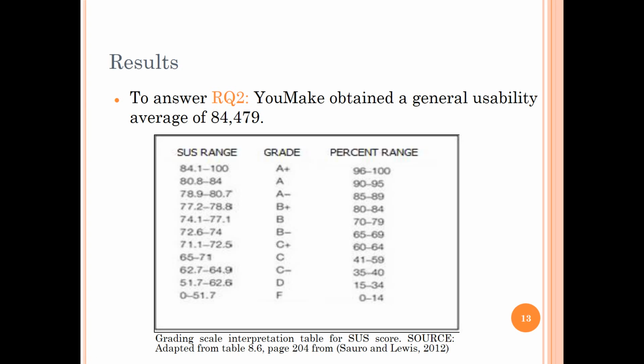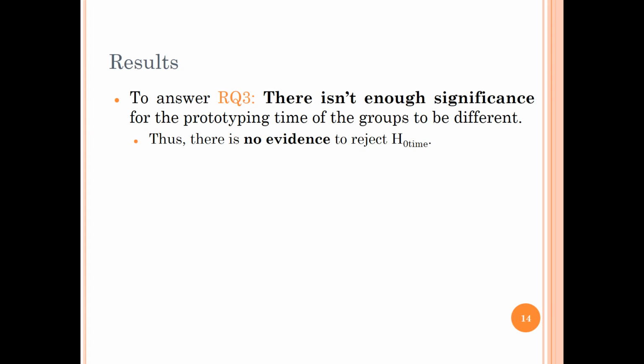To answer research question 2, we obtained a general average usability grade of A+, according to the usability scale defined by Sauro and Lewis. To answer research question 3, there isn't enough significance for the prototype time of the groups to be different. Thus, there is no evidence to reject the time null hypothesis.